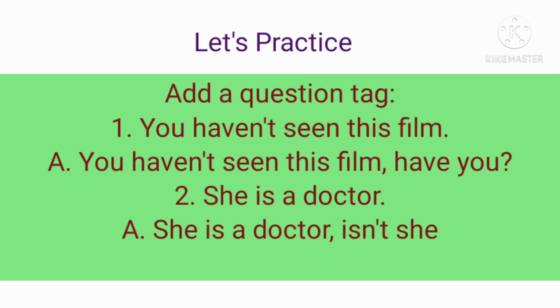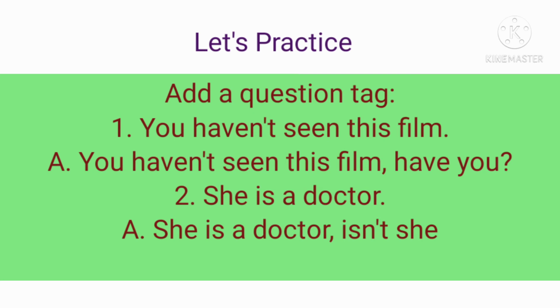Then haven't is the helping verb or auxiliary verb over here. So when the sentence is negative, haven't word is negative, no? So when the sentence is negative, the tag will always be positive. So haven't will become have, and pronoun will come as it is, that is you will come as it is, and then we will add a question mark. So our tag will be have you? Okay, now see the second one.